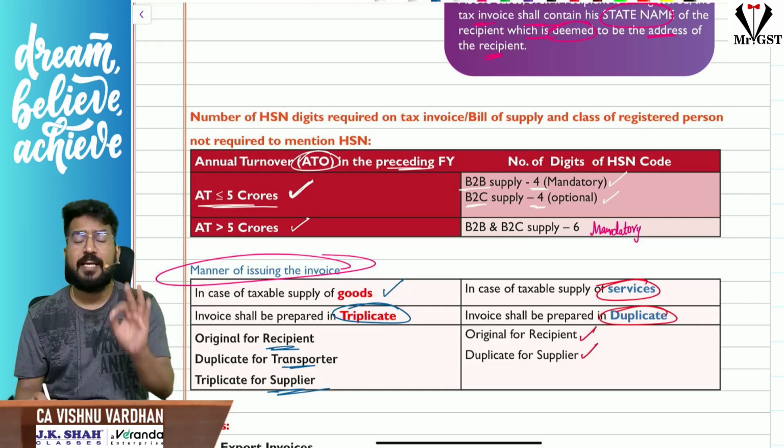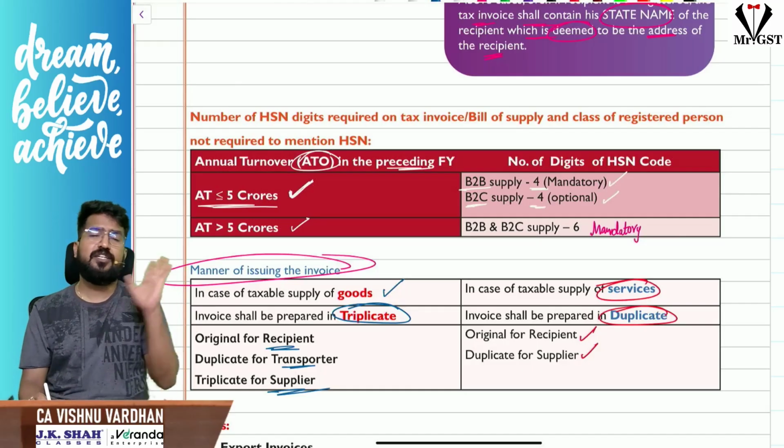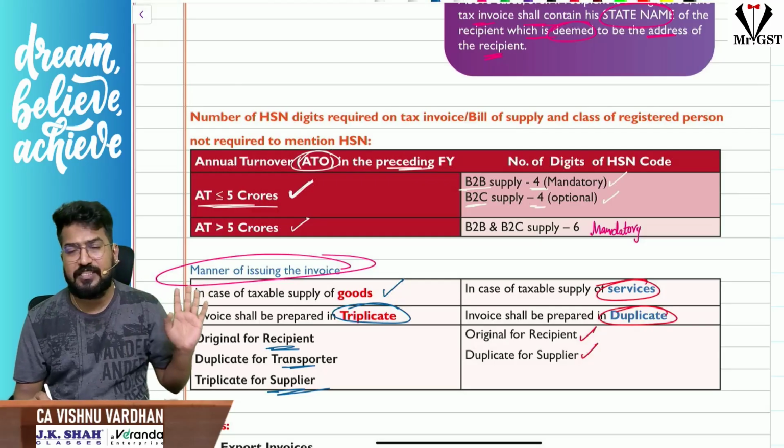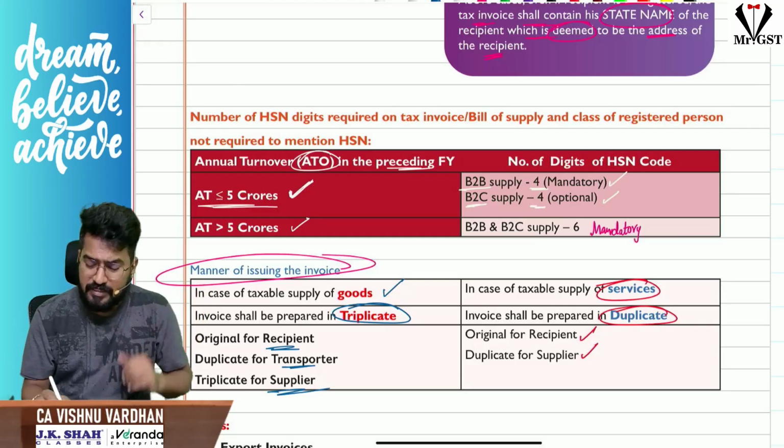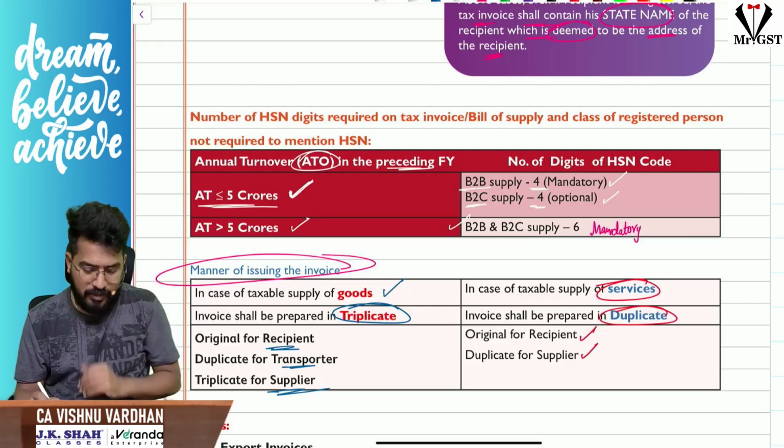So I repeat, for the HSN code in the invoice, if your aggregate turnover in the preceding financial year is not exceeding 5 crores, 4 digits is sufficient. If it is exceeding 5 crores, 6 digits for both B2B and B2C is mandatory. Okay, that is the point.